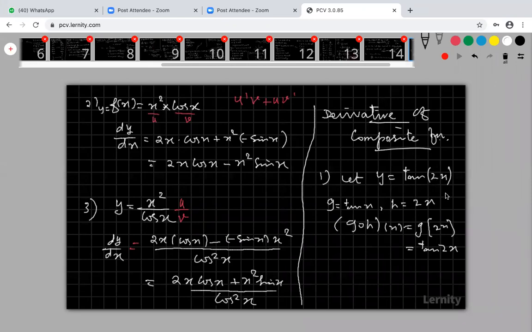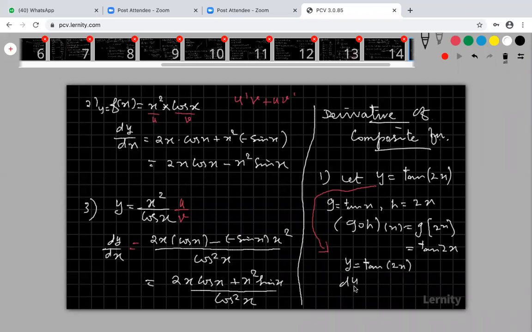How to differentiate a composition of two functions? We have to take the composition, that is correct. But the shortcut for this differentiation, that means within one step, how to write the differentiation for this type of function. For this type of function, if your y is equal to tan 2x, how to differentiate?